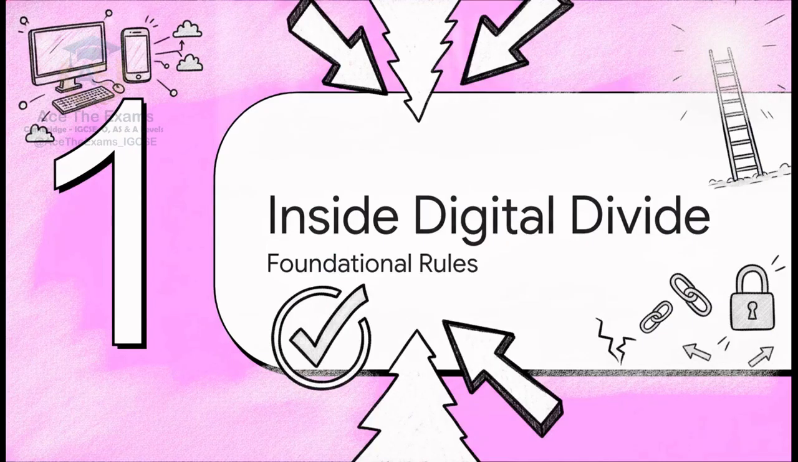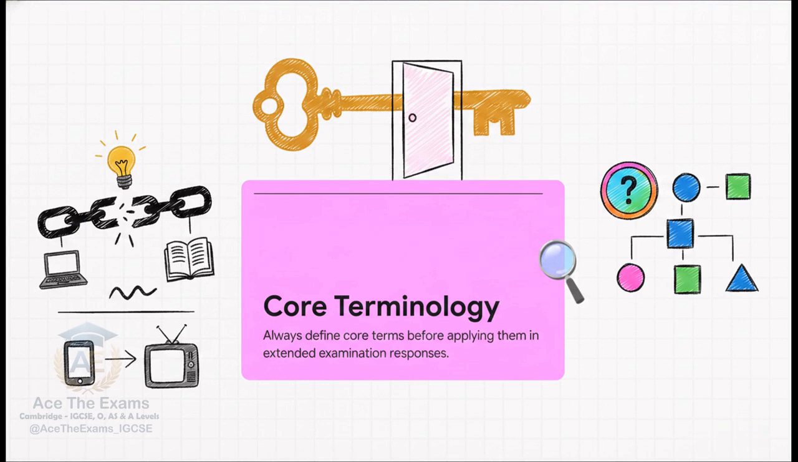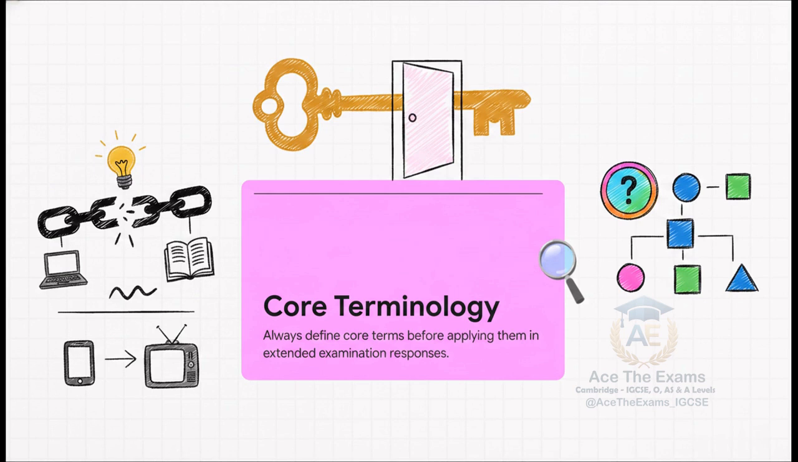Let's kick things off with Section 1, Inside the Digital Divide, laying down the foundational rules. Here is the absolute golden rule. You have got to define your core terms. The principal examiner reports make this crystal clear. You must explicitly define what the digital divide actually is before you even think about diving into complex analysis.